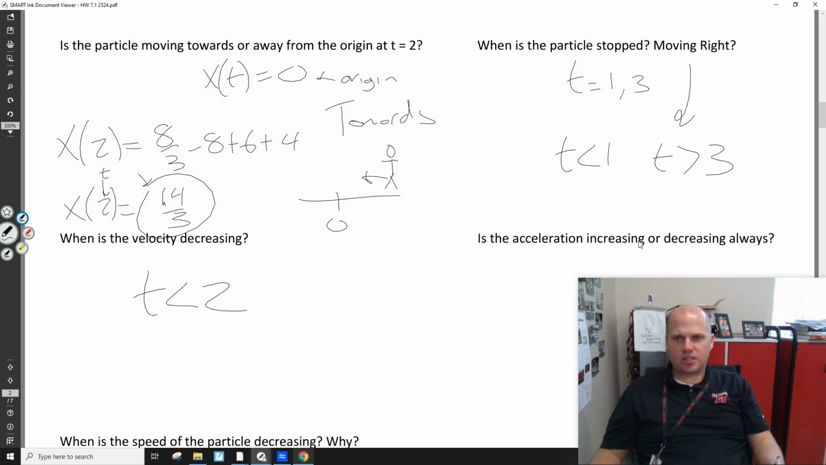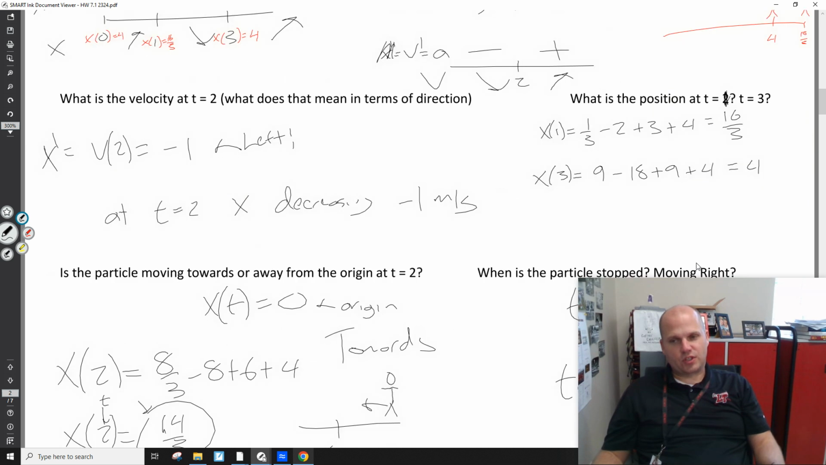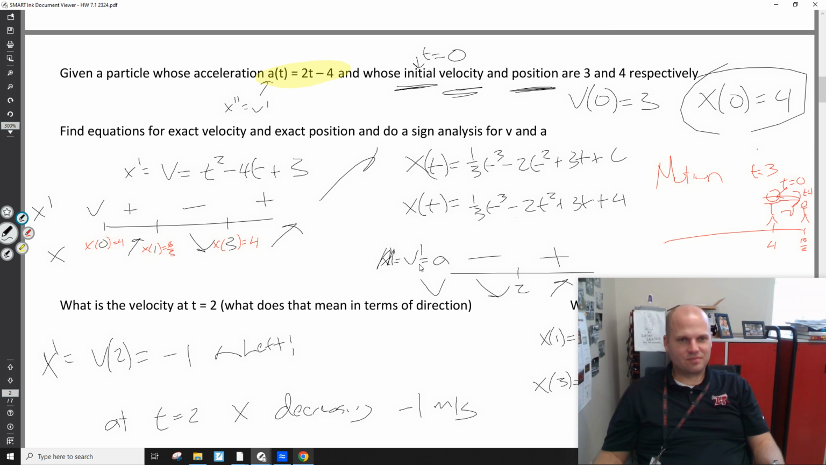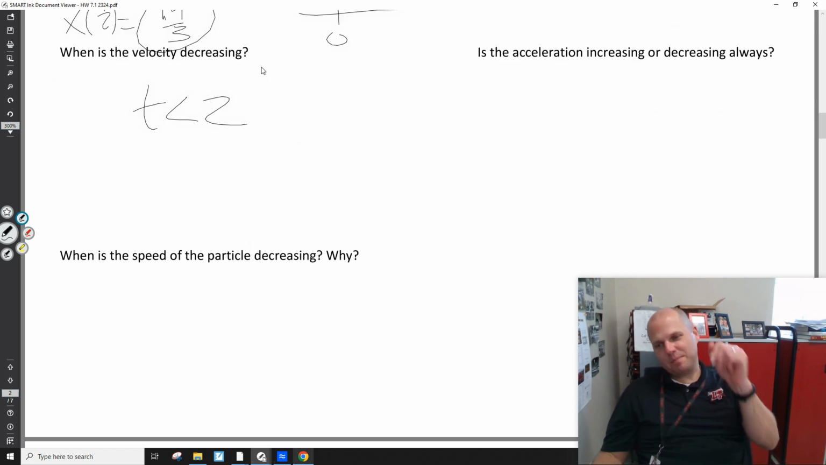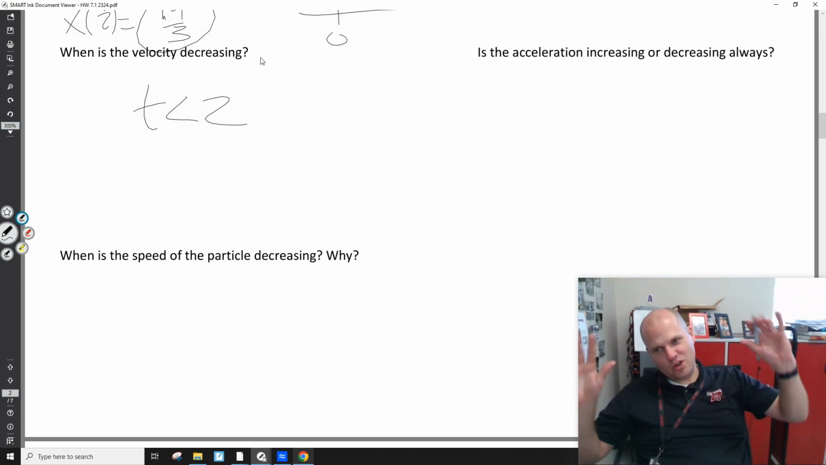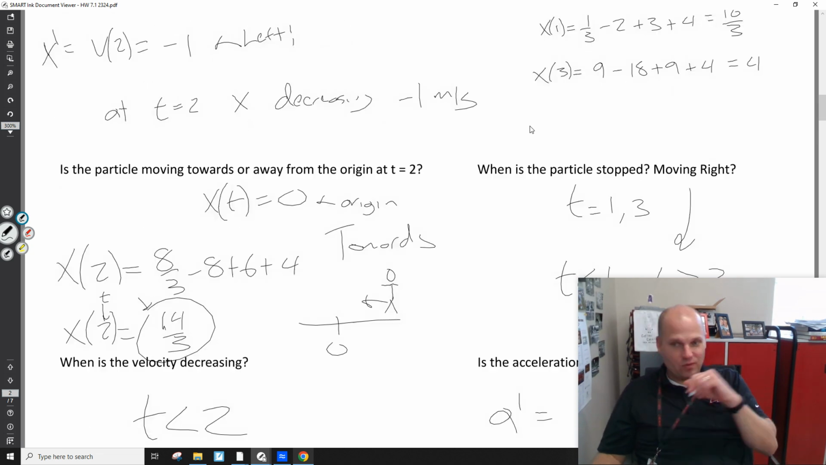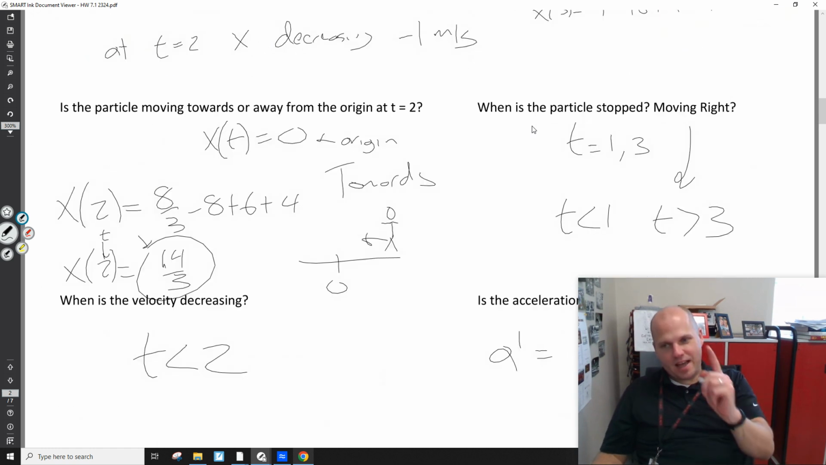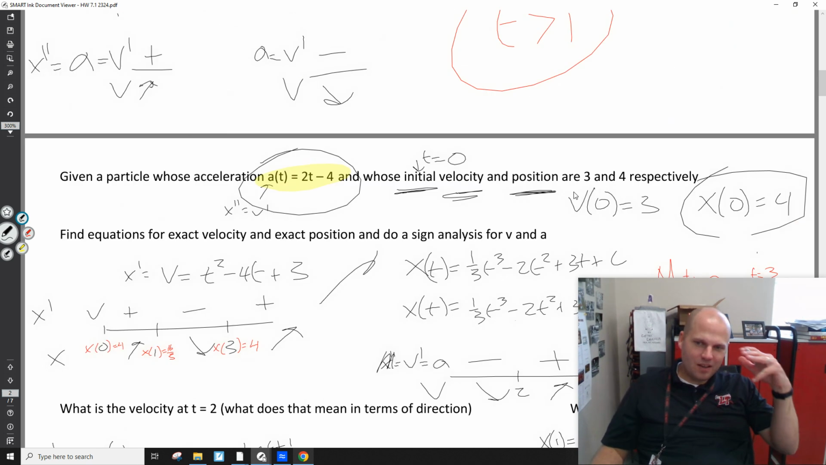Is acceleration increasing or decreasing always? So this is fun. I haven't asked this question ever. Is this increasing or decreasing always? I'm taking you to an unknown world. What is acceleration's derivative? The rate of change of the rate of change of the rate of change. Not even a word is given to it.